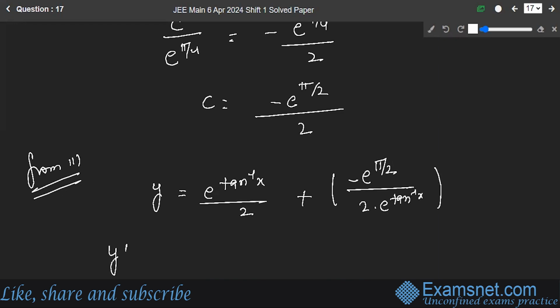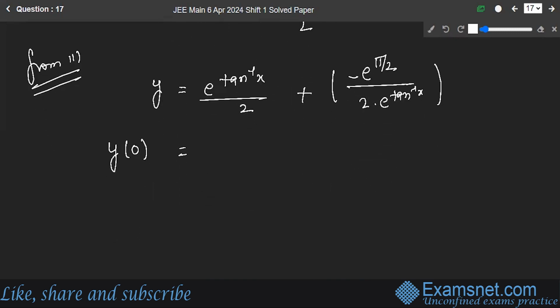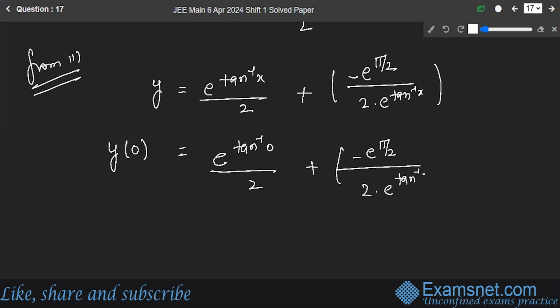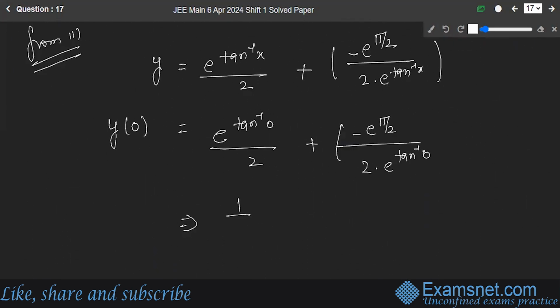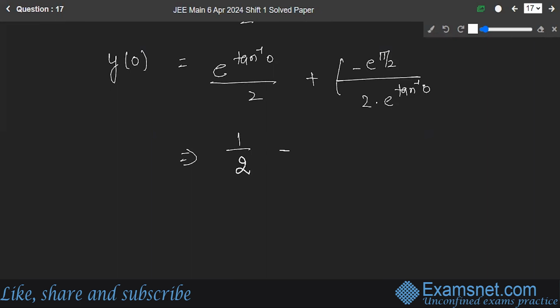Fine. I have to find out y of 0. Let's put x equal to 0. This gives me tangent inverse 0 upon this, minus this upon 2 into e raised to power tangent inverse 0. Tangent inverse 0 is 0, right? So this is 1 by 2 minus e power 1 by 2, and this will be 2 into 1, that is it. So 1 minus e power pi by 2 upon 2. This is the answer to the question.